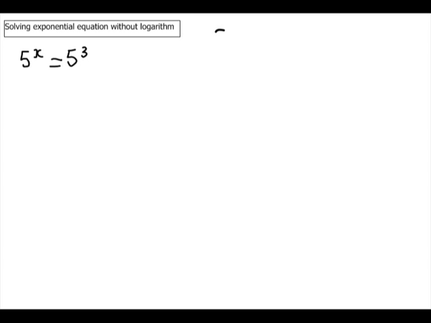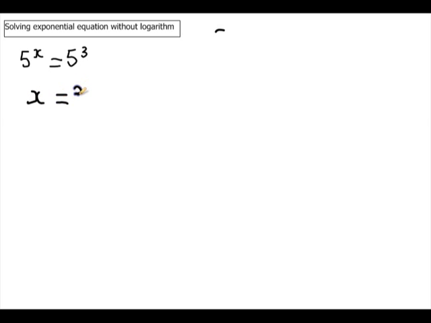Hi guys, today we're gonna solve some exponential equations without logarithm, but it's not always possible. But if we have an exponential equation where the bases are the same, it's easy to solve. Since we have the variable at the exponent and the same base, for this example, this is really simple. Here the only way to have the left side equal the right side is to have x equal to 3.